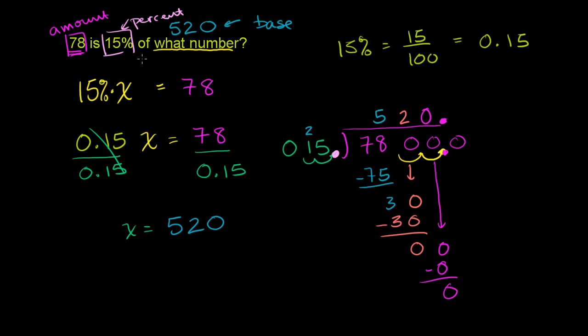But the important thing is to be able to just answer this question. And it makes sense because 15% is a very small fraction. So 78 is a small percentage. If 78 is a small percentage of some number, that means that number has to be pretty big, and our answer gels with that. This looks about right. 78 is exactly 15% of 520.